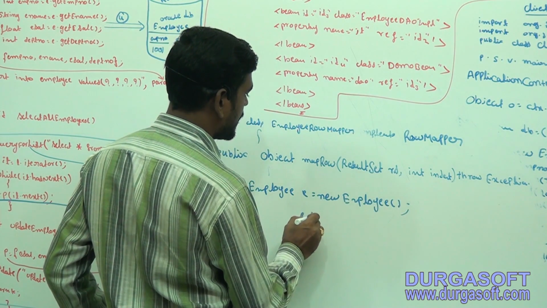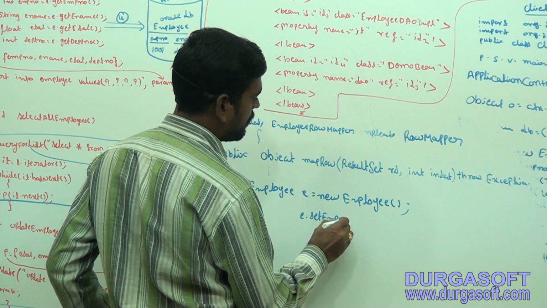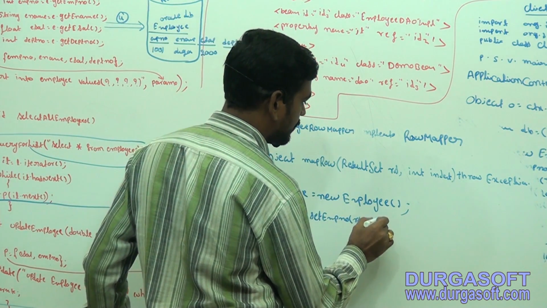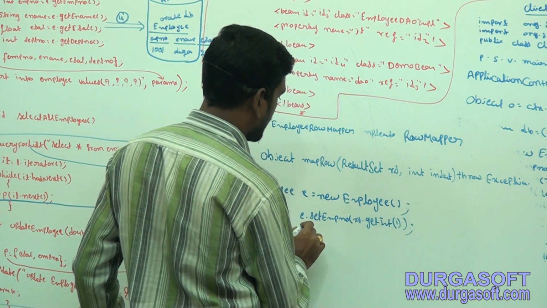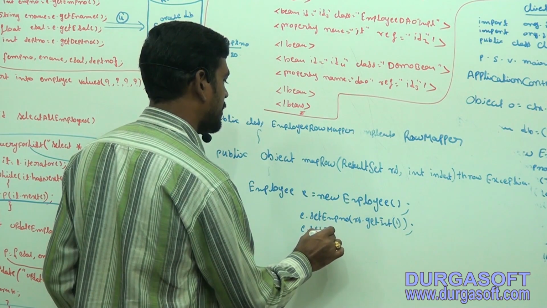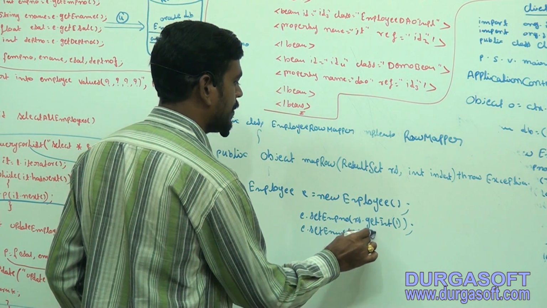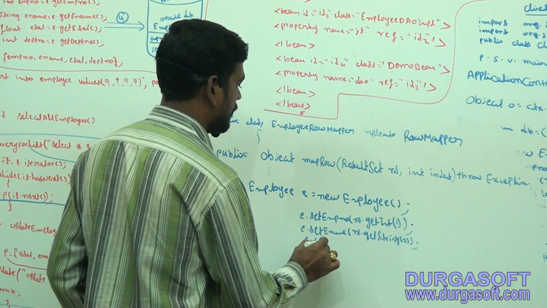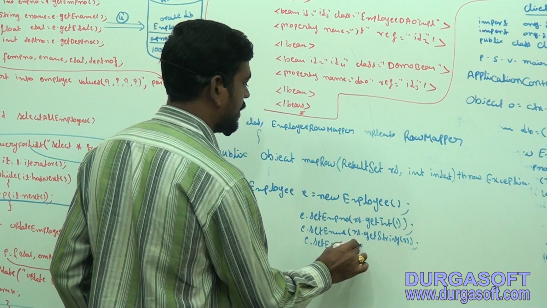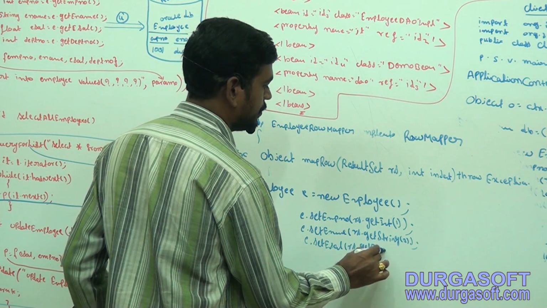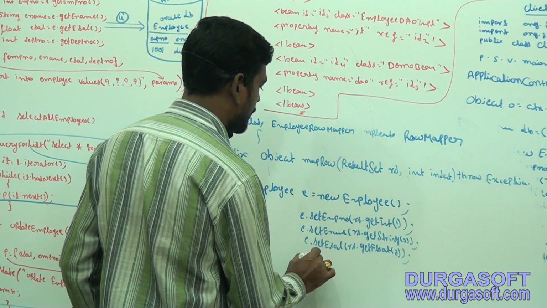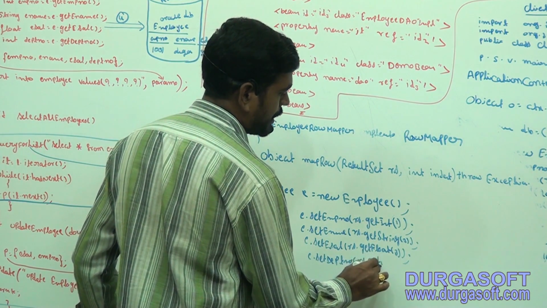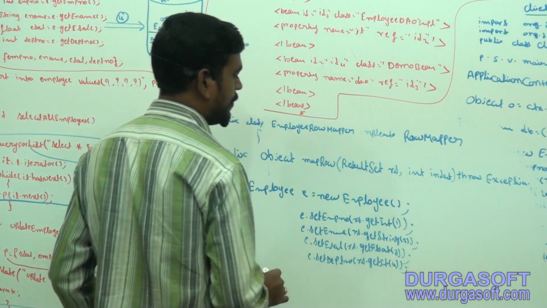Then e.setEmpNumber(rs.getInt(1)). e.setEname(rs.getString(2)). e.setEsal(rs.getFloat(3)). The next e.setDeptNumber(rs.getInt(4)). We can set all the values.